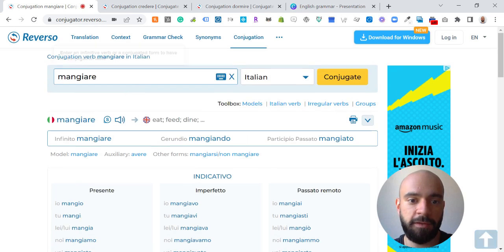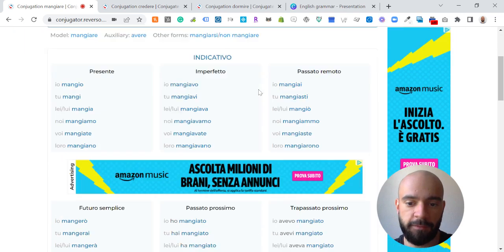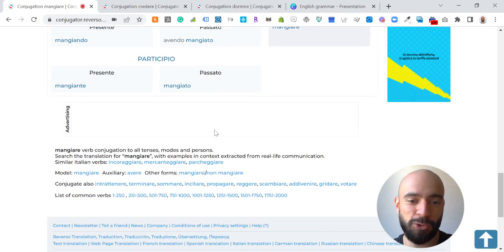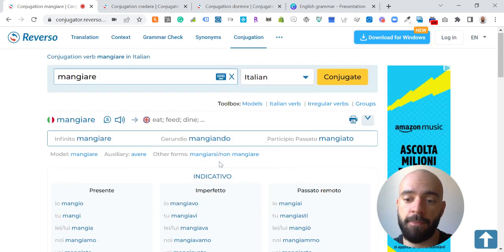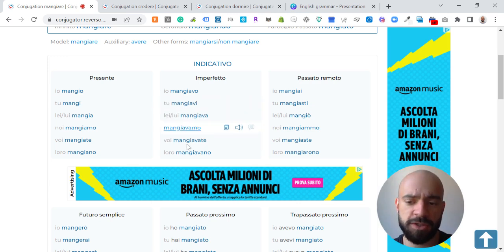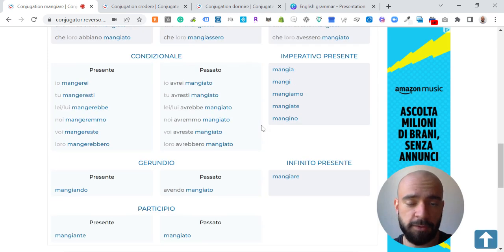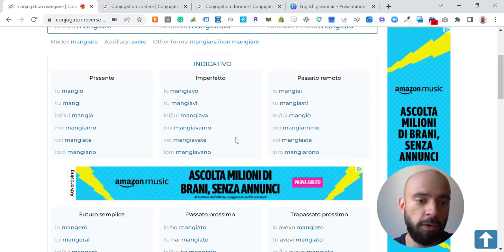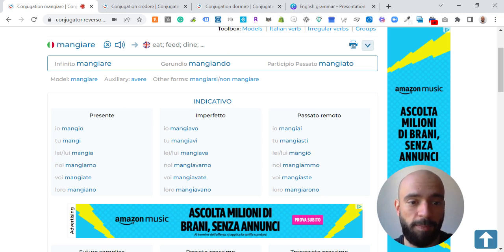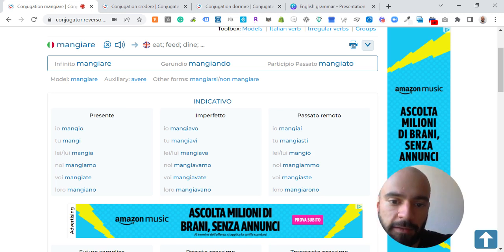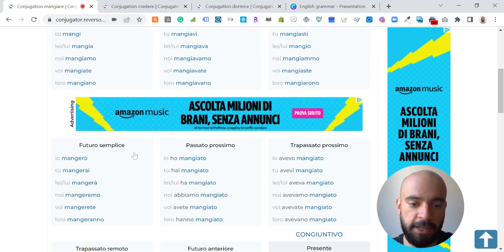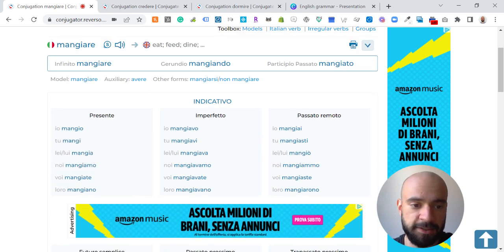If you scroll the conjugation of any verb in Reverso, you will see a crapload of conjugation sentences. Forget about them for now. You will not learn all of them because it's stupid to do. Don't do it. Just follow my method. But for now, we're going to stick to the indicativo presente. Indicativo is the bigger umbrella family that includes multiple tenses, the present, imperfetto, and many others. And let's take a look at the present tense.